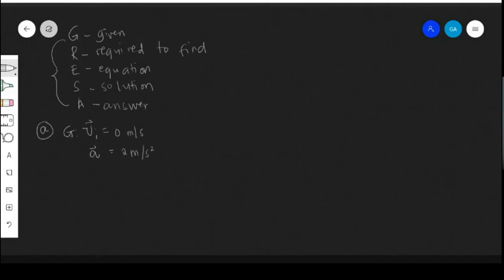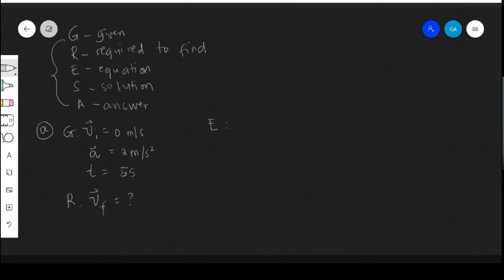And in letter A, it is asked to find the velocity of the train at 5 seconds. So your time will be 5 seconds. I hope you can follow, no? Next is letter R. R is required to find. So you are required to find the final velocity of the train. Next, we have the equation.